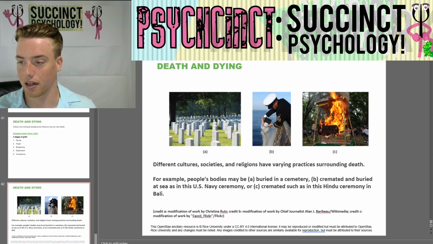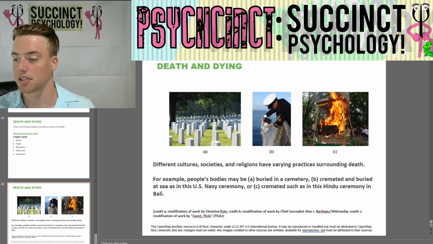So we have some figures here. Cemetery, scattering ashes, pyre. So different cultures, societies, and religions have varying practices surrounding death. For example, people's bodies may be buried in the cemetery, like I said, figure A, cremated and buried at sea in the U.S. Navy ceremony, or cremated, such as in this Hindu ceremony in Bali.